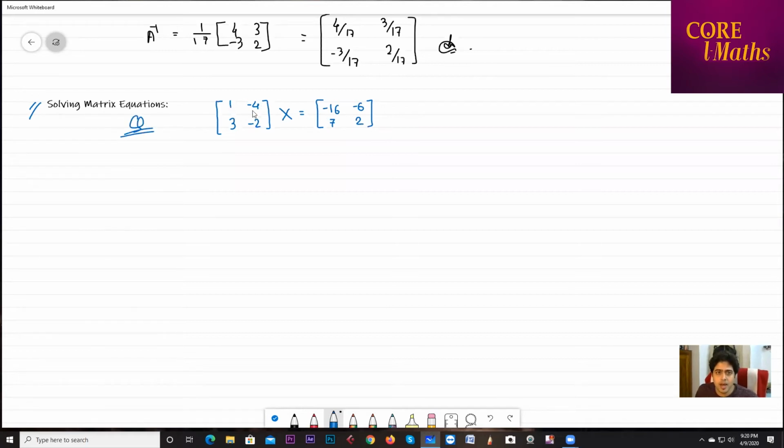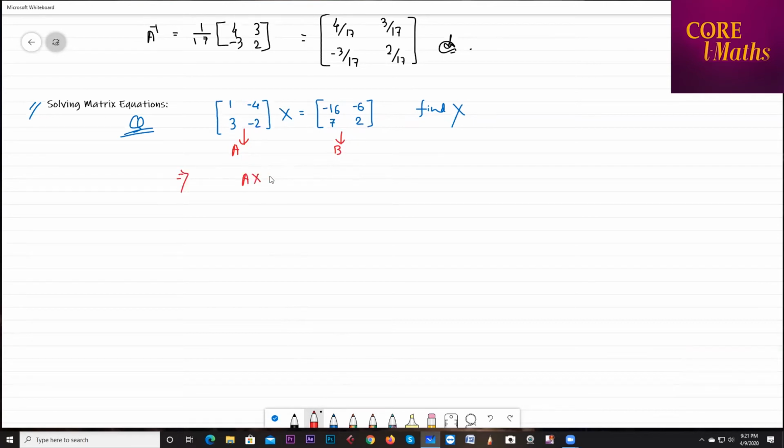One matrix 1, minus 4, 3, minus 2 is multiplied into another matrix X, and one matrix is also given: minus 16, minus 6, 7, 2. You have to find the X matrix, right? How will you solve? First, let this one be your A matrix and this one be your B matrix. So what will be the matrix equation? AX equals B.